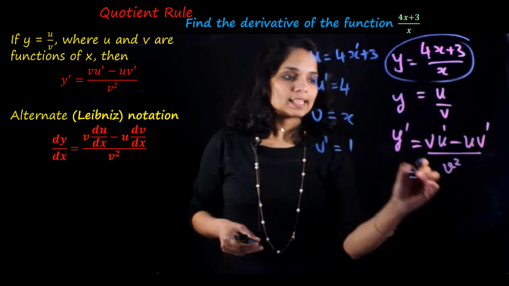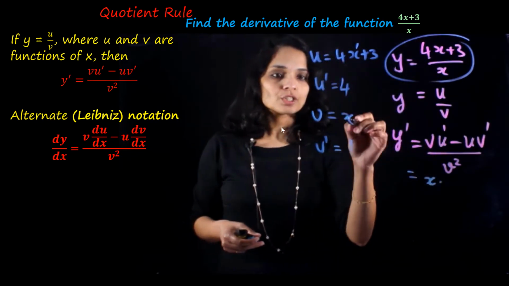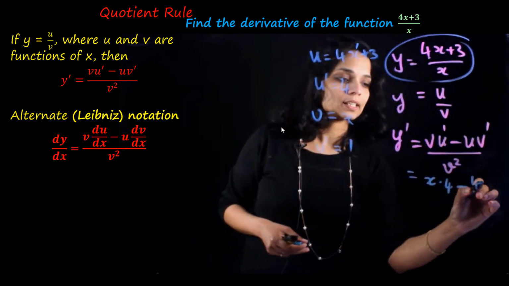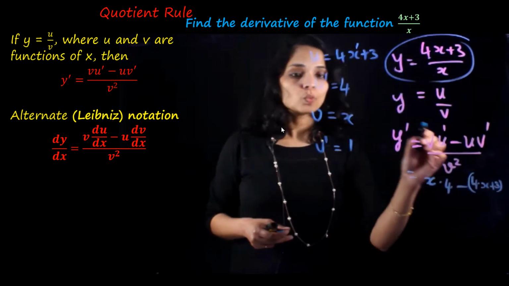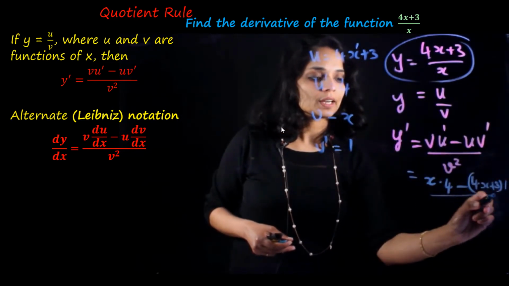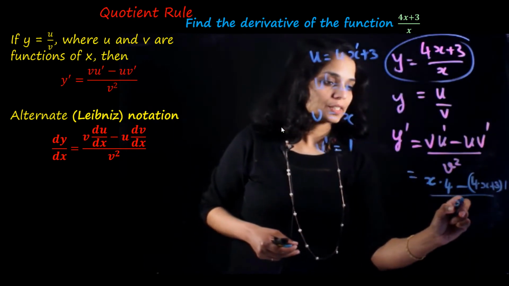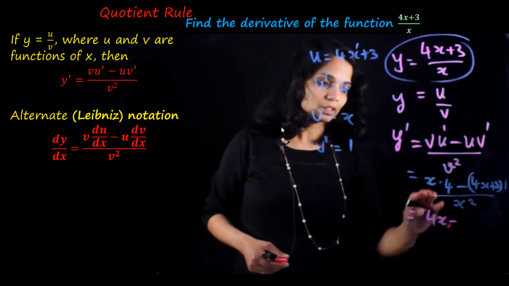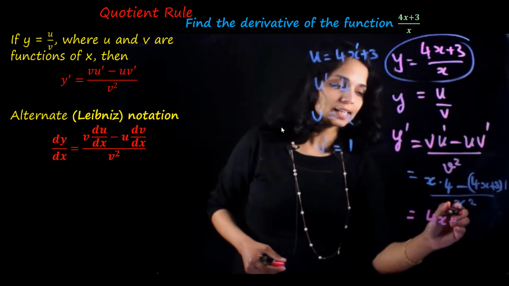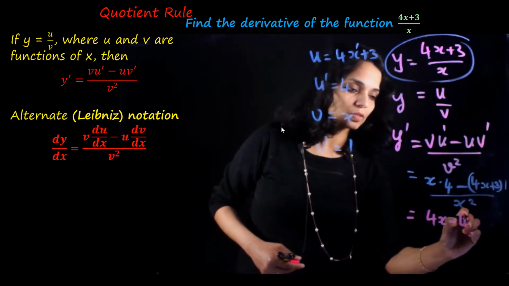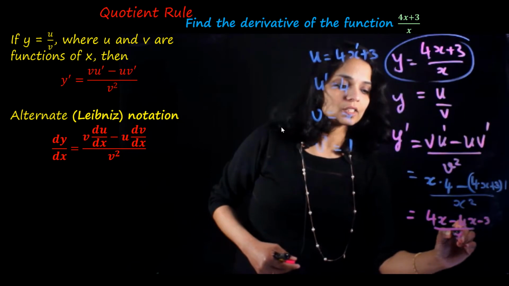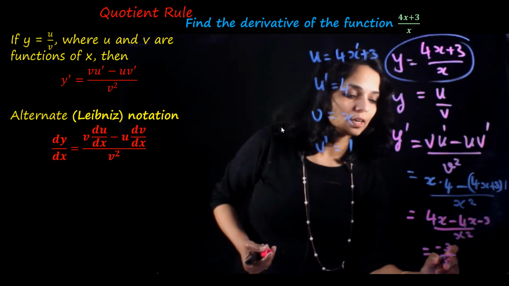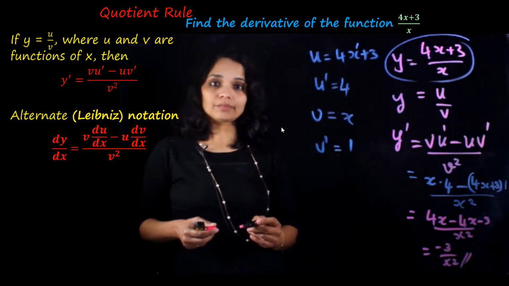v is x times u dash, which is 4, minus u, which is 4x plus 3, times v dash, which is 1, divided by v squared, which is x squared. Let's simplify that a little bit. So this now becomes 4x, and you need to multiply the minus 1 with all the terms inside the bracket, so you're expanding the bracket. So it's minus 4x minus 3, divided by x squared. 4x and minus 4x cancel out, leaving minus 3 in the numerator: minus 3 on x squared. So that's the answer for the derivative of y.